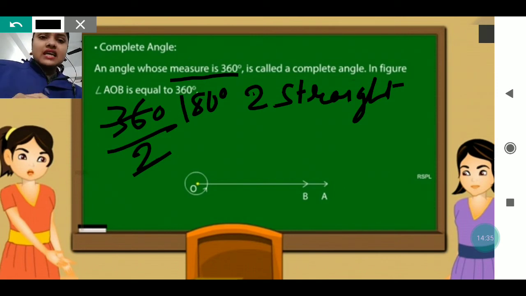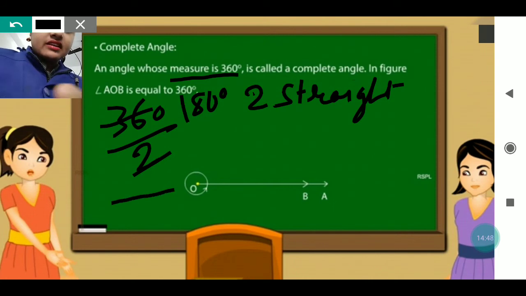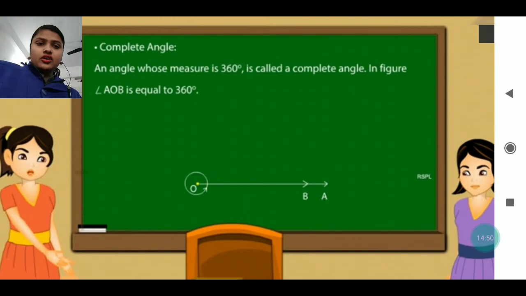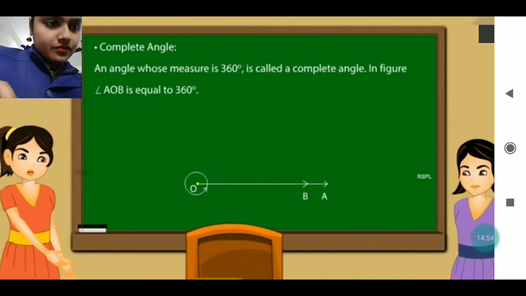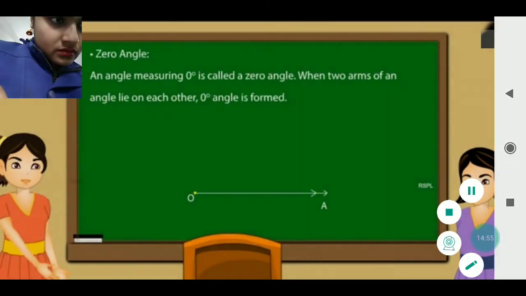The name of this angle can be given as angle AOB. It can go like this, and it is angle AOB. Angle AOB is equal to 360 degrees.